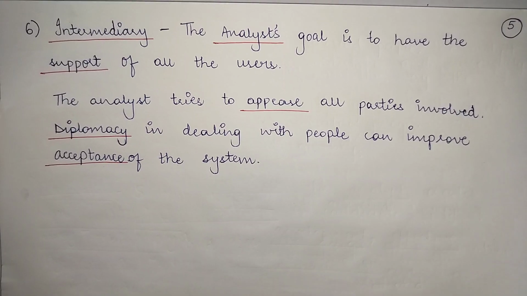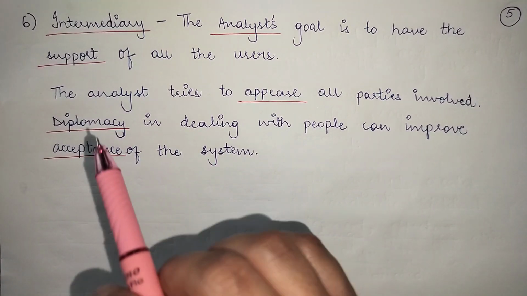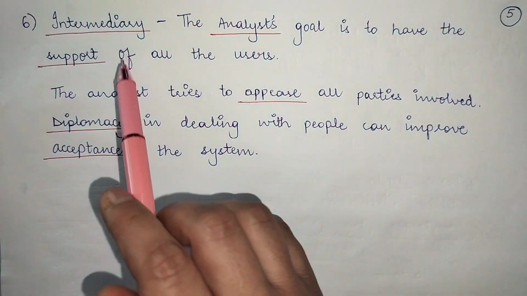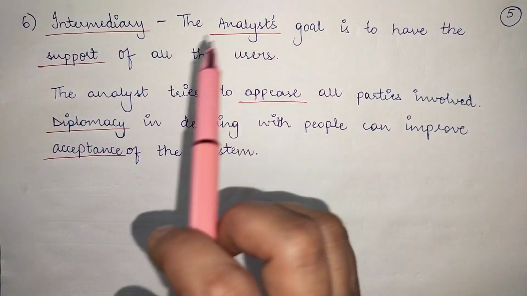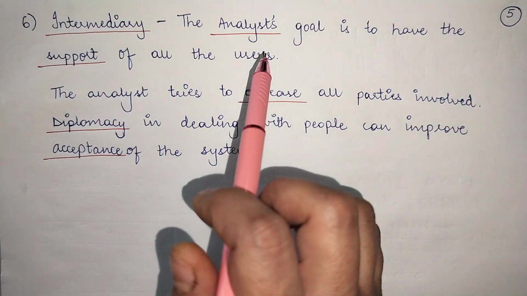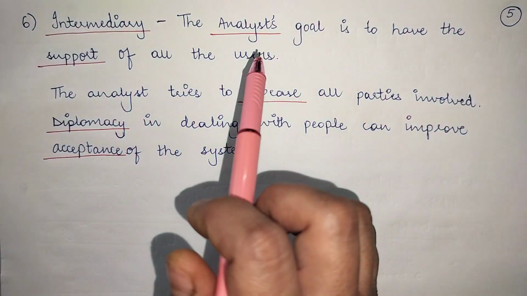The sixth and the last role of a system analyst in any organization or business is that of an intermediary. The analyst's goal is to have the support of all the users. Unless the analyst has the support of all the users, it will not be possible for him to work together as a team with them.